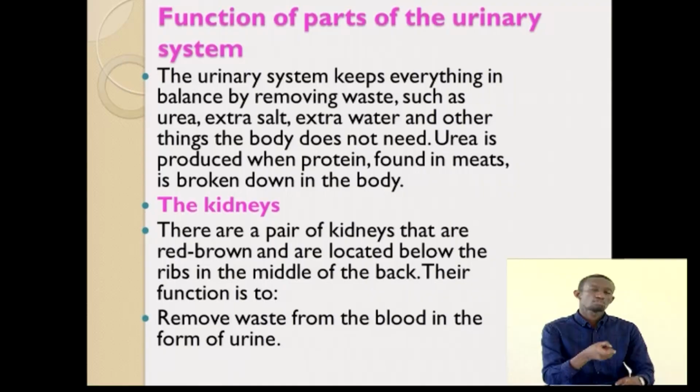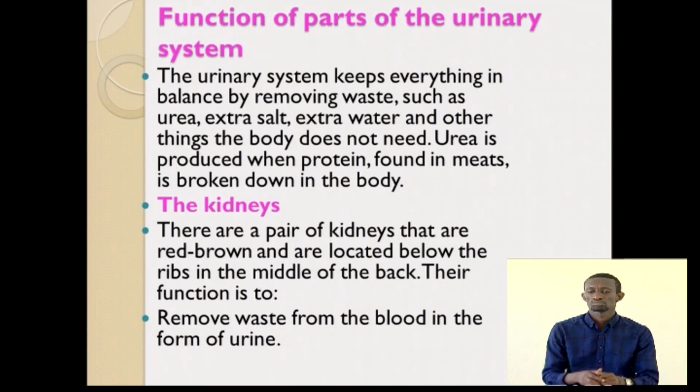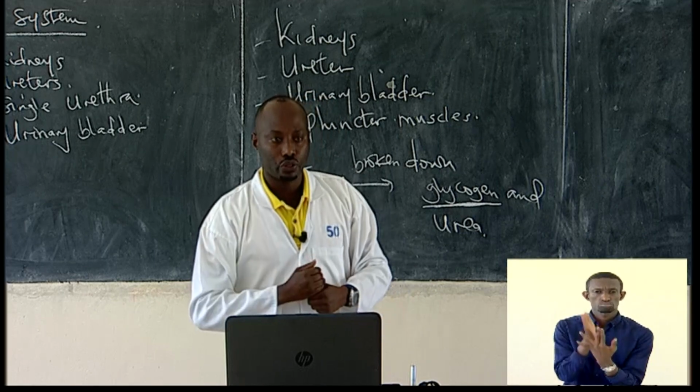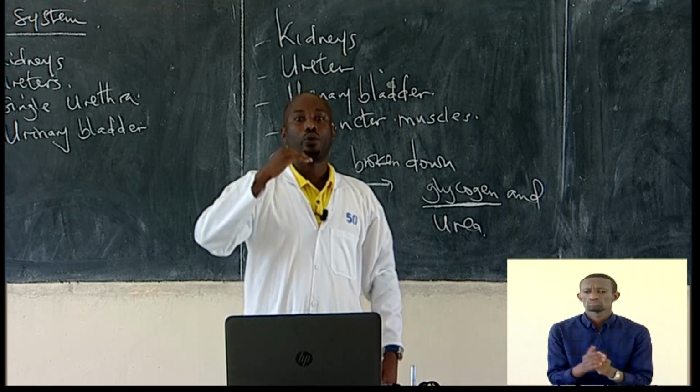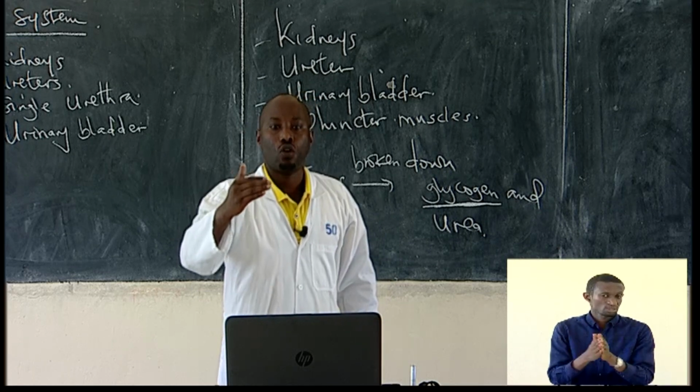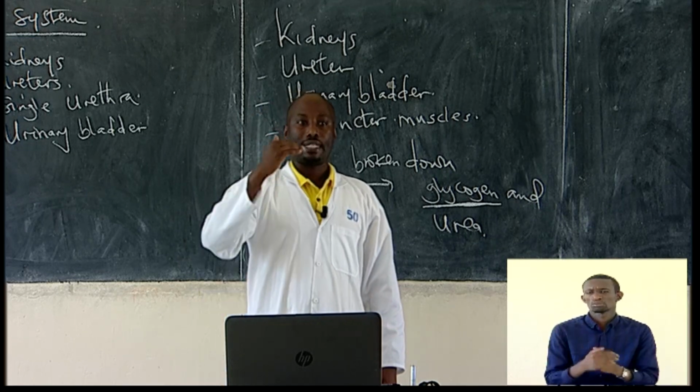So I said the kidneys are two in a pair. They are red-brown and are located below the ribs at the middle of the back. Kidneys are normally located at the middle of the back, and they have the following functions. Students, I want to give you a small time to think about what the functions of the kidneys are. What does the kidney do?